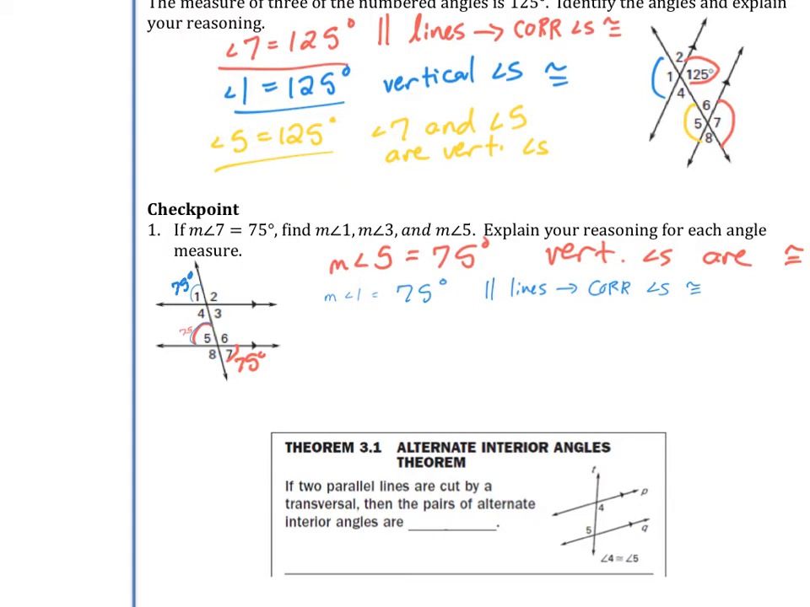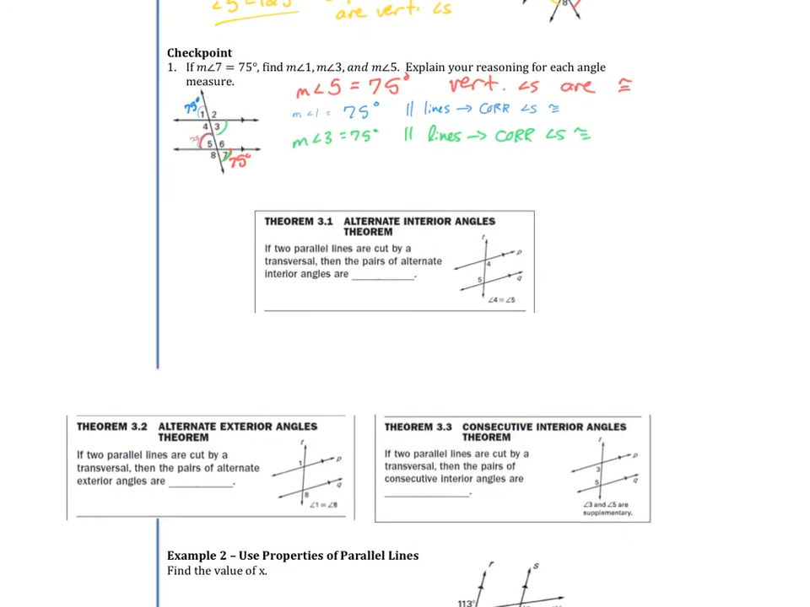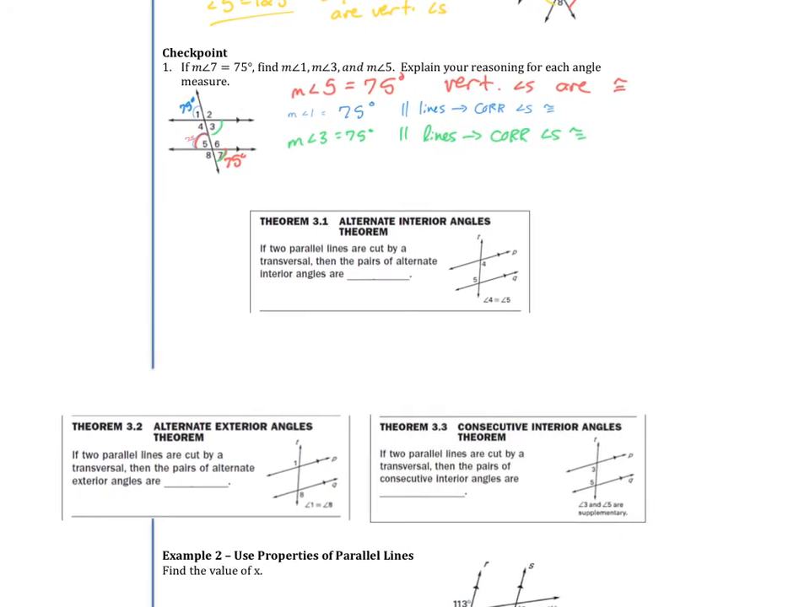And lastly, angle 3. Notice angle 3 and angle 7 are both corresponding angles. So we would say parallel lines implies corresponding angles are congruent. So since 3 and 7 are corresponding and the lines are parallel, we know that 7 and 3 are congruent, so they're 75 degrees. So corresponding angles are congruent and the vertical angles are congruent.